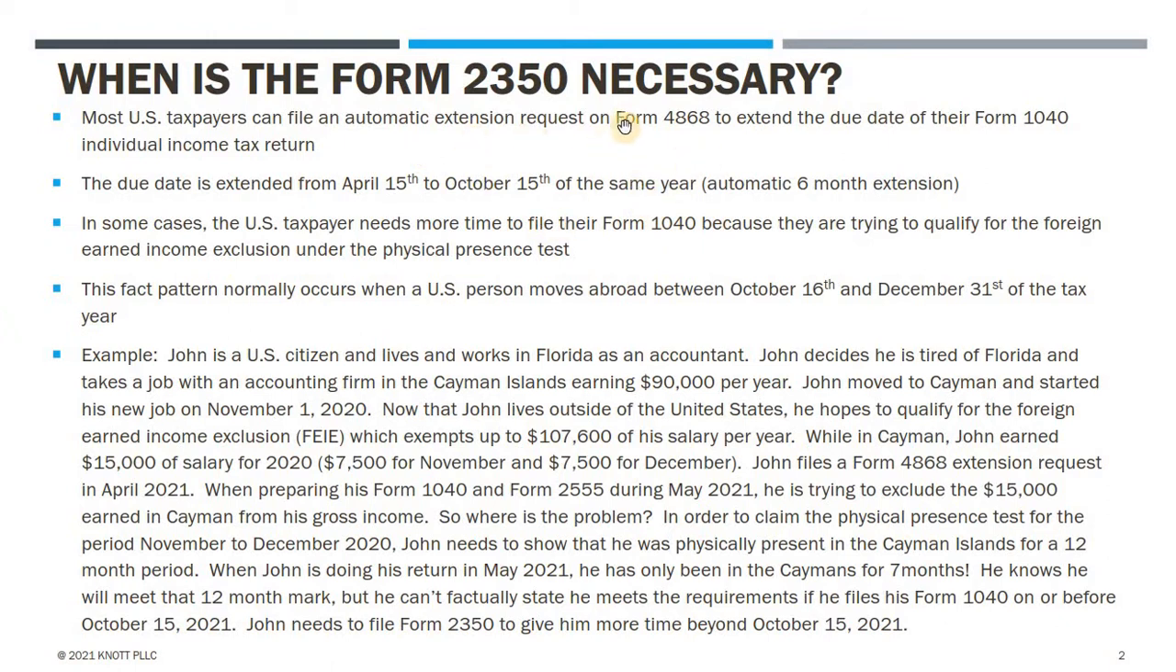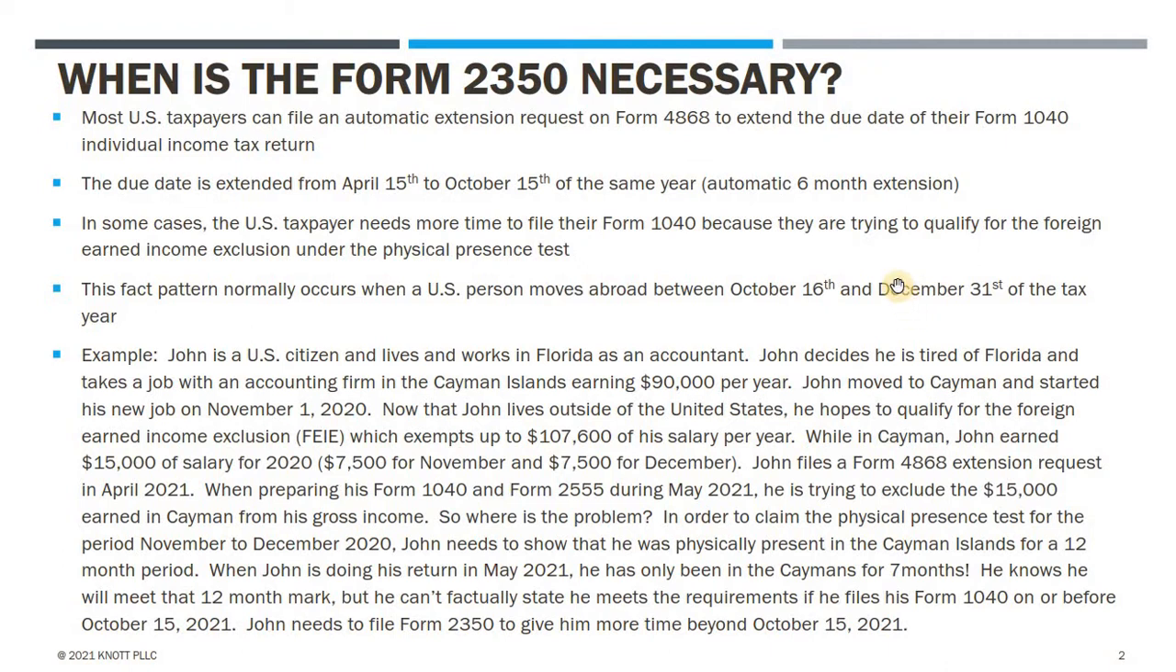So the 2350 comes into play when a U.S. person moves out of the U.S. to start a job, they establish residency in a country, and their moving date generally falls somewhere between October 16th and December 31st. And it'll be clear why that's the range when we look at this example here, right?